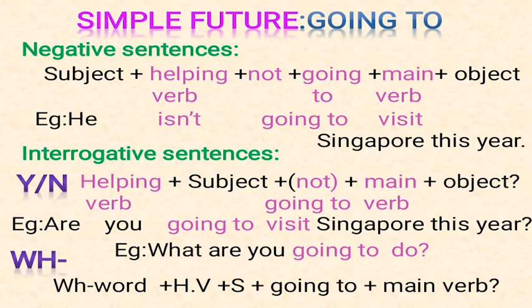Looking at this sentence, we can get the idea of the structure, that is the WH word plus helping verb plus subject plus going to plus the main verb, followed by a question mark. Is it not, children? Hope it's clear.